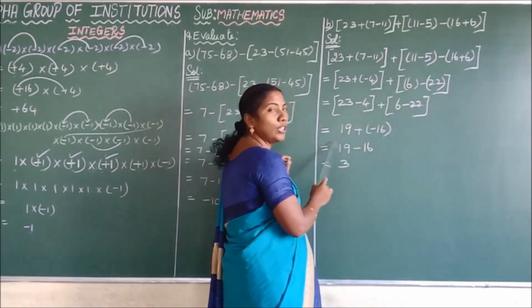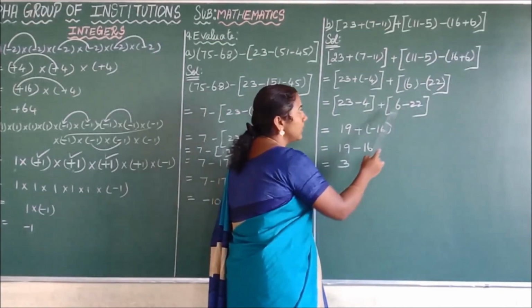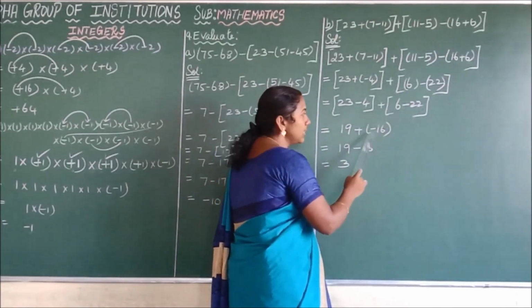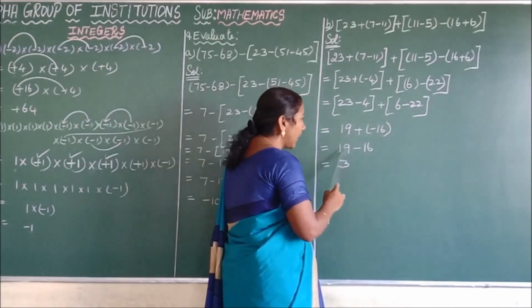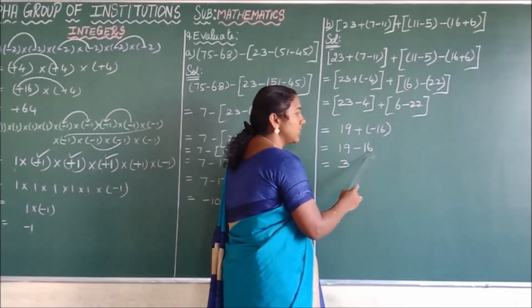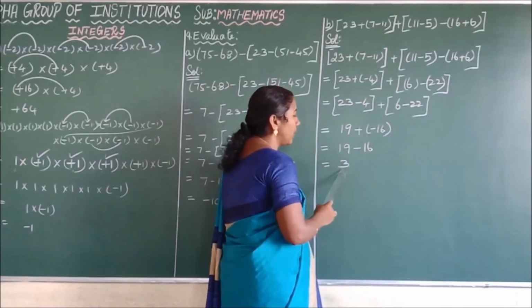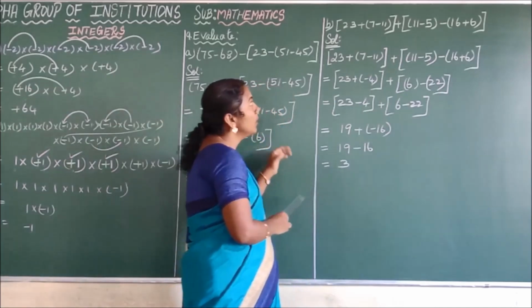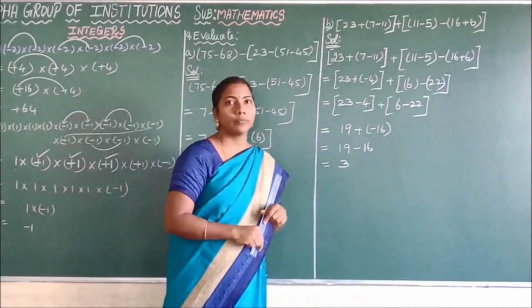23 minus 4 is, what is your answer? 19 plus 6 minus 22. That is minus 16. That is 19 plus into minus minus 16. 19 minus 16. Your answer is 3. Thus we have evaluated this sum.